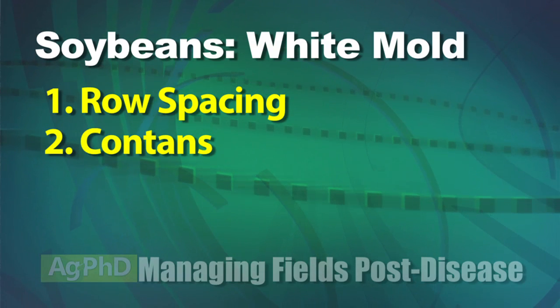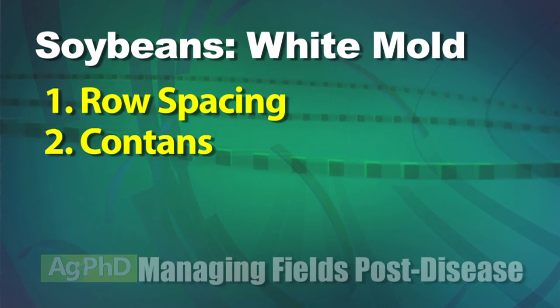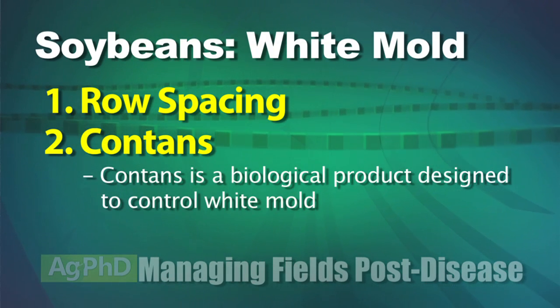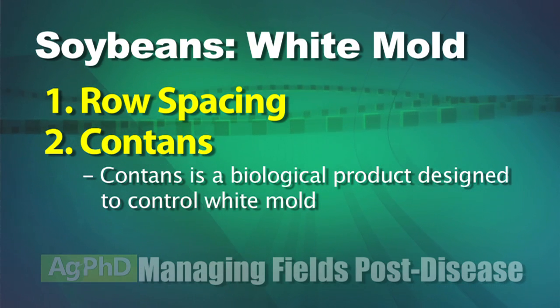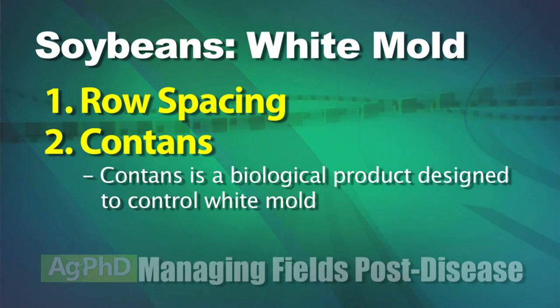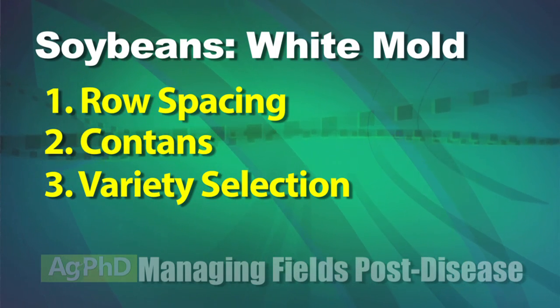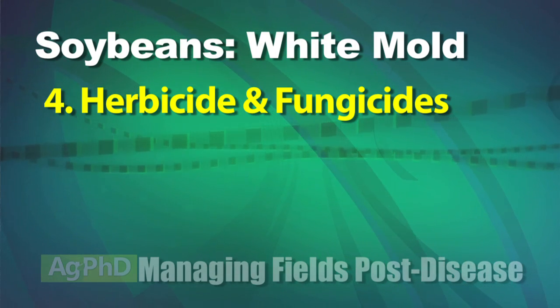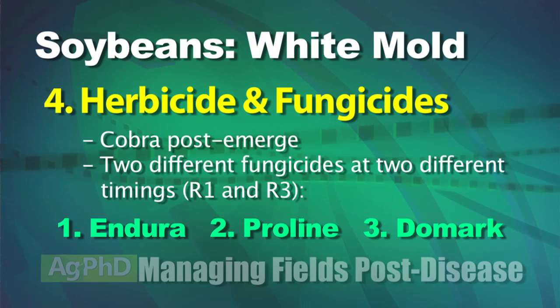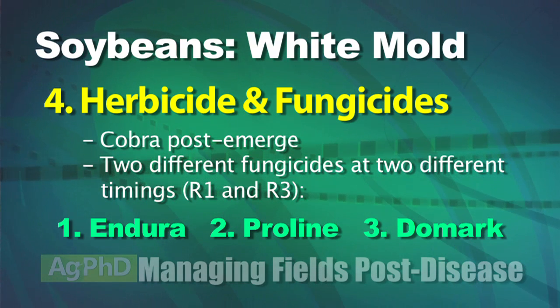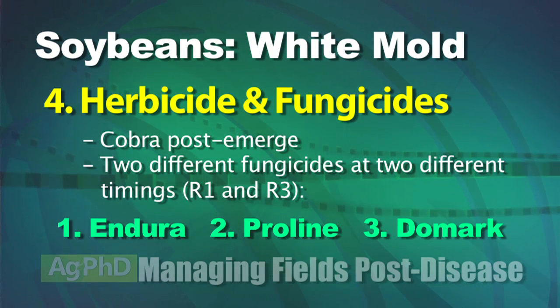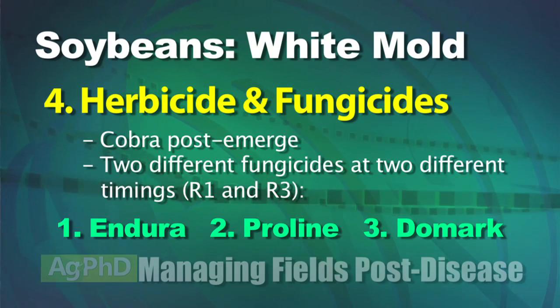I would certainly this fall get Contans out on your field. It's going to wipe out a lot of the sclerotia, which are basically the seeds that are going to form little mushrooms next year. They're going to end up being white mold. I mean, is there a big difference in varieties? There is some difference in varieties. Talk to your seed provider about it. And then what we suggest for herbicide is using some Cobra, then follow up with 2 different fungicides at 2 different timings, R1 and R3. Endure is the best, Proline is next, then Domark. So those are your choices.